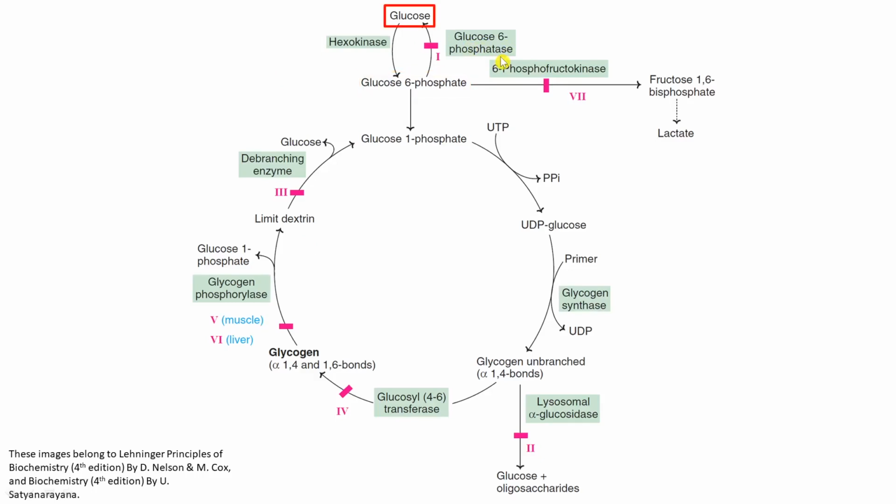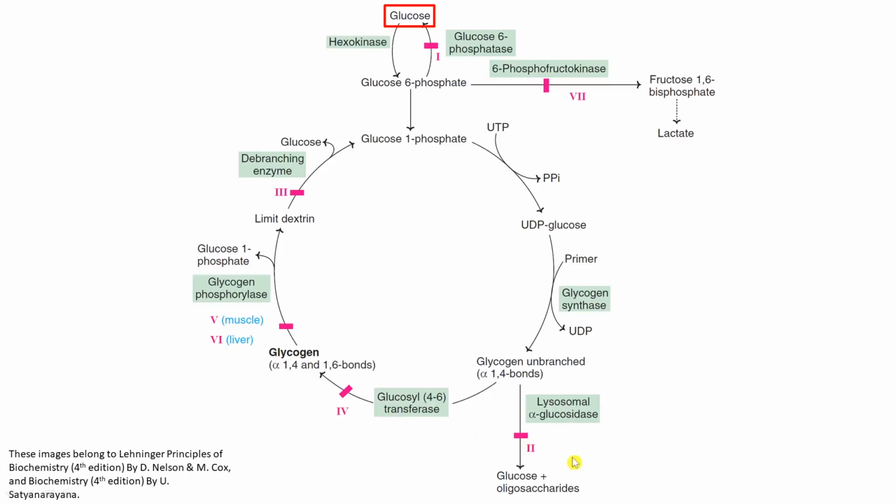Now in this entire cycle of glycogen metabolism, some steps have been marked in pink color and also some numbers are given to those steps. These numbers indicate the type of glycogen storage disease which can occur if the enzyme associated with those respective steps becomes deficient. For example, here the conversion of glucose 6-phosphate to glucose has been marked with pink color and number 1 is given over here. This indicates that if there is deficiency of glucose 6-phosphatase enzyme, then there will be occurrence of type 1 glycogen storage disease.